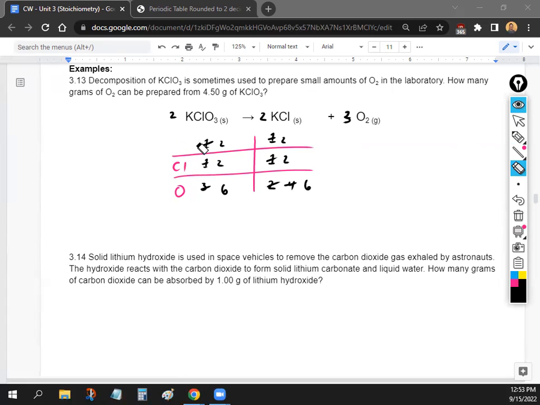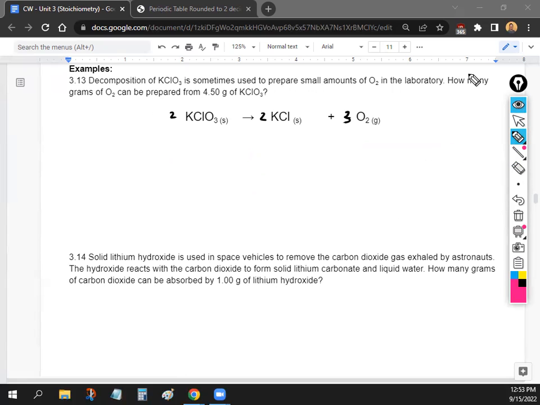All right, now let's set up the Stoich problem. In a Stoich problem, you first want to identify your starting value and whatever you're trying to find. So if you look at the problem, what's our starting value? Yeah, 4.50 grams, but you have to be specific of what? Yeah, potassium chlorate.